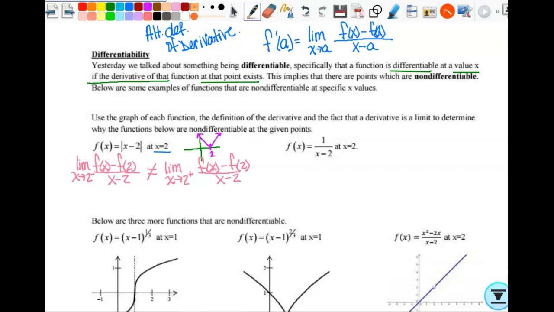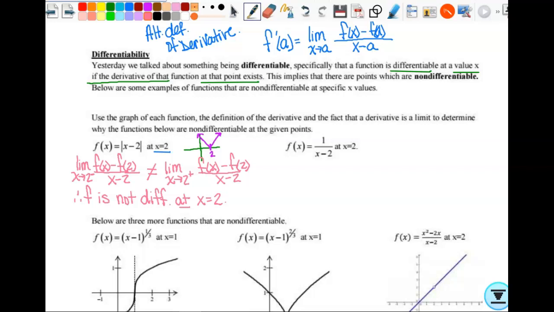Okay, so there's my statement. The limits are not the same. Therefore, f is not, now I don't want to just say f is not differentiable, because it is. It's just not differentiable at x equals 2. Okay? We okay with that?